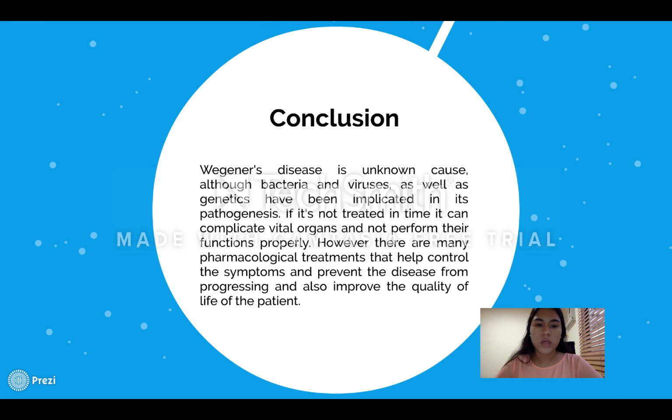Conclusion. The cause of Wegener's disease is unknown, although bacteria and viruses, as well as genetics, have been implicated in its pathogenesis. If it's not treated in time, it can complicate vital organs, preventing them from performing their functions properly. However, there are many pharmacological treatments to help control the symptoms, prevent the disease from progressing, and also improve the quality of life of the patient.